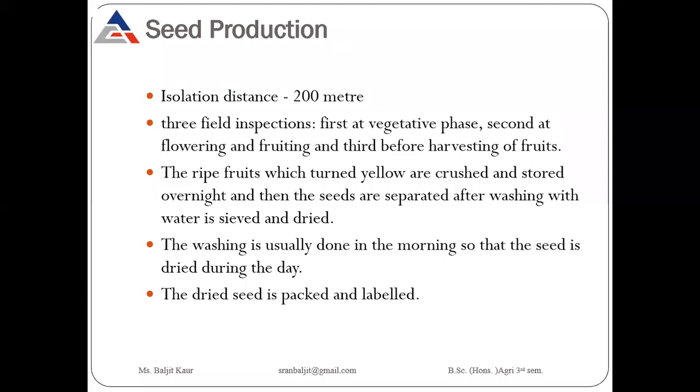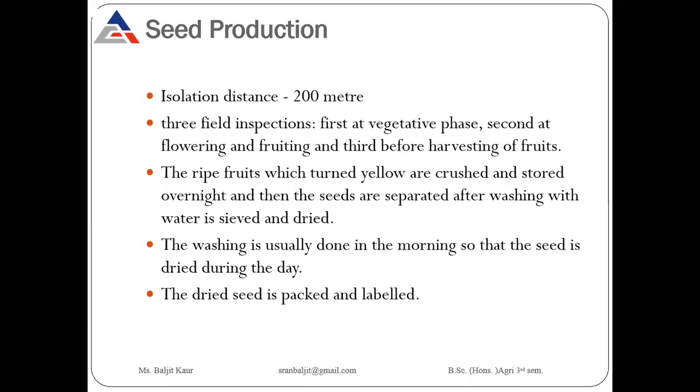It means that the distance between the two varieties of brinjal should be 200 meters. So we can say that if two different varieties of brinjal are grown in different fields, then the distance between those fields should be 200 meters.